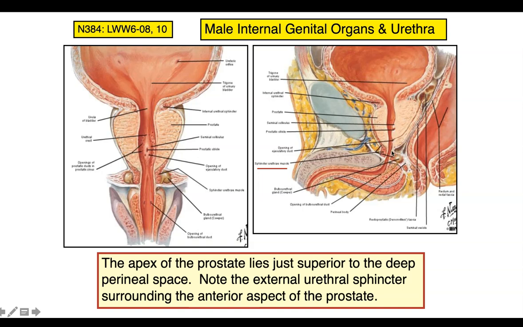And deep to the perineal membrane, this is the intermediate part or membranous part. That's why we call it the membranous urethra, because it goes through the perineal membrane. So see, this is the attachment of the perineal membrane.